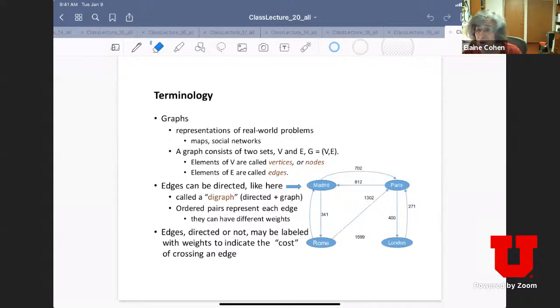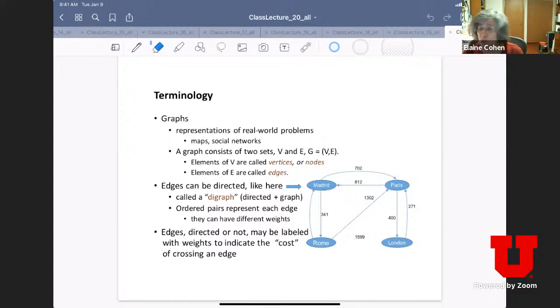Sometimes you can think of edges as being like one-way streets. Okay, they're directed. And in a graph that has edges that are one-way streets, they go from one node to another. And they're ordered pairs that represent an edge. Notice ordered pairs. And how do we represent ordered pairs? The from node is first and the to node is second, in parentheses separated by a comma.